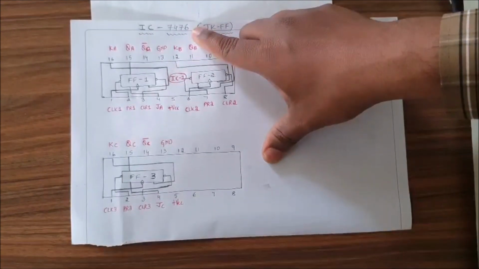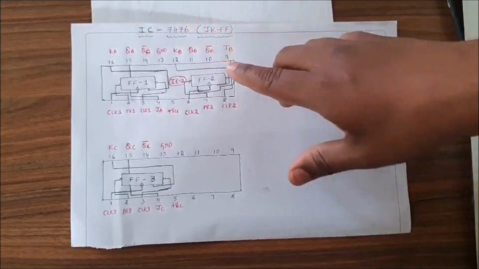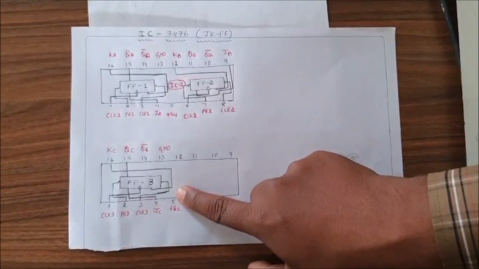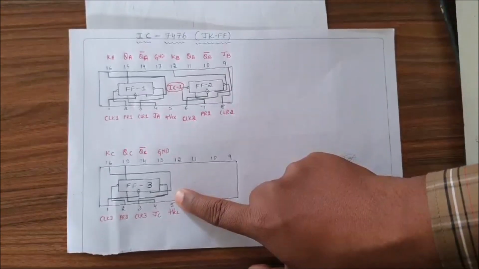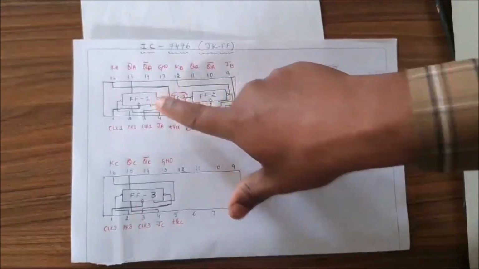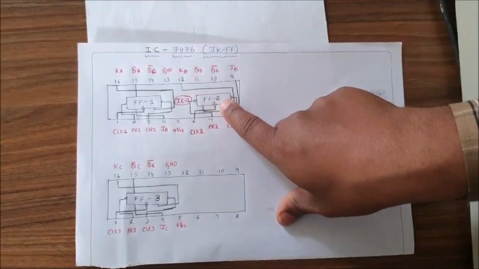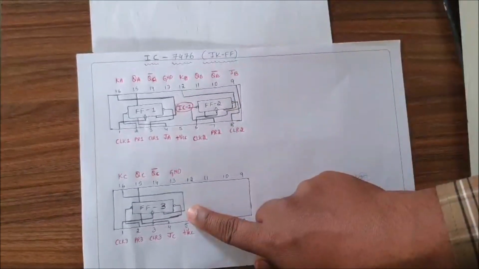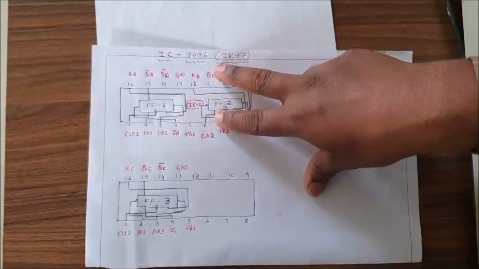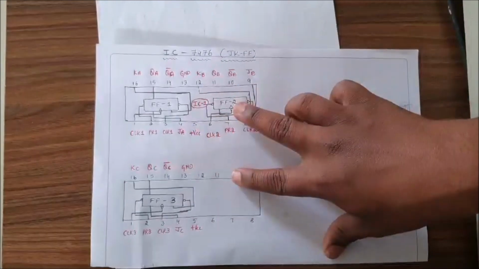Here I am demonstrating this experiment for a mod 5 synchronous up counter. For a mod 5 synchronous up counter, we need 3 JK flip-flops, as we have discussed in the previous video. In a single IC, we will be having 2 JK flip-flops like this. So flip-flop 1 and flip-flop 2 come under IC1, and flip-flop 3 comes under IC2. So here we need 2 ICs. 7476 is the IC number.